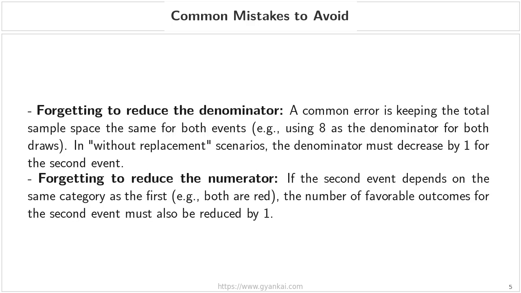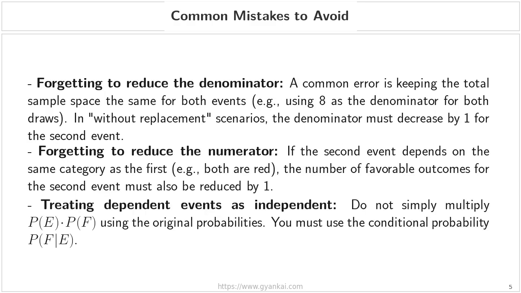Second, be careful not to forget to reduce the numerator. This happens specifically when the second event involves the same category as the first. If we are looking for the probability that both marbles are red, and you have already successfully drawn one red marble, the number of favorable red outcomes must also be reduced by 1. If you don't adjust the top number of your fraction, your probability will be inaccurately high.